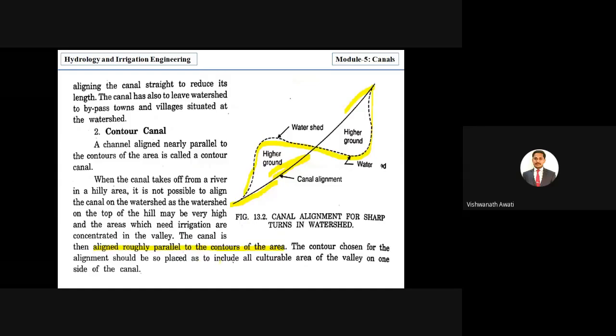And the contours chosen for the alignment should be so placed as to include all cultivable area of the valley. If we are choosing the contour to align the canal, the contour should cover all the cultivable area of the valley.